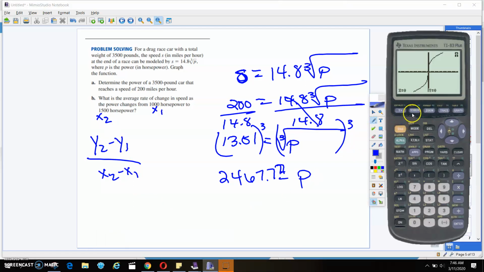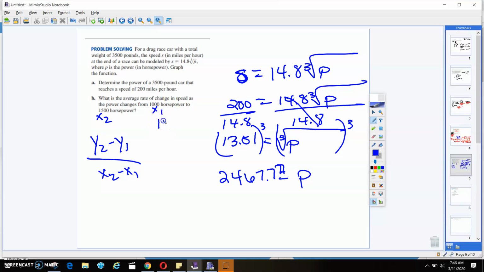So I'm going to go into my table set. So I hit second window. I'm going to type 1,000. And I'm going to hit second graph, and that's going to pull up my table. My y1 is going to be 148.